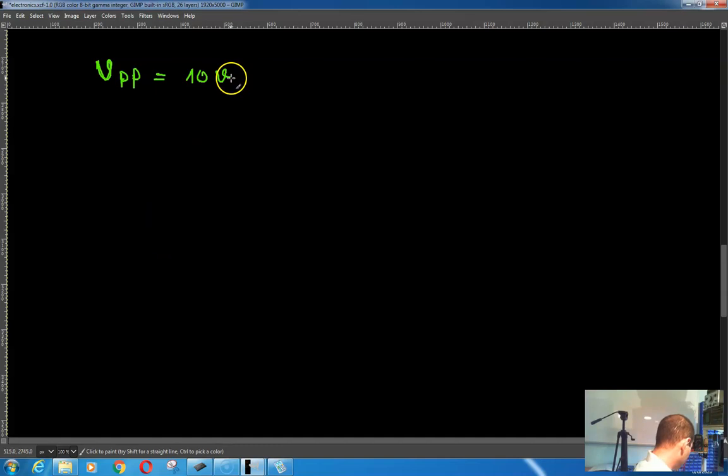10 volts, and you want to find the RMS voltage. What is V of RMS? In order to calculate V of RMS, the way that I usually do it is that first I take the peak voltage from the peak to peak voltage.